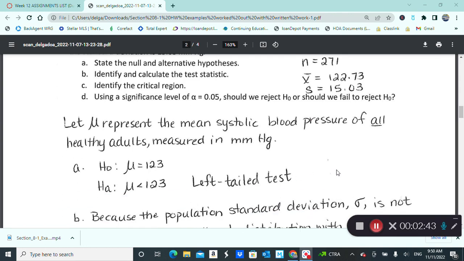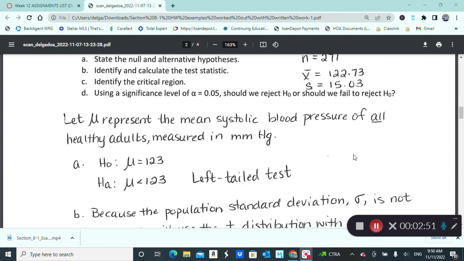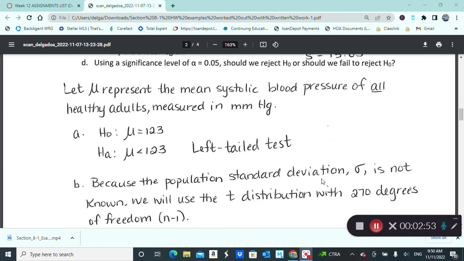Next, we're going to identify what type of test statistic will be appropriate, and then we're going to calculate it. In this case, because the population standard deviation sigma is not known, we only have the sample standard deviation. We will be using the t-distribution with 270 degrees of freedom. Recall that the degrees of freedom is always the sample size minus 1.